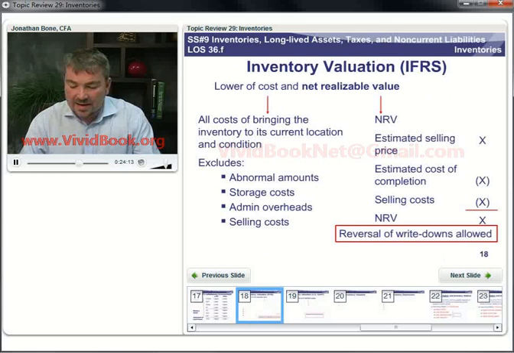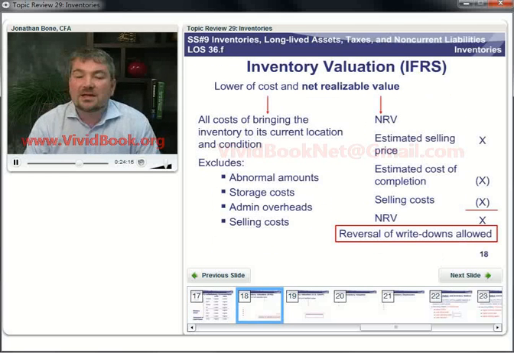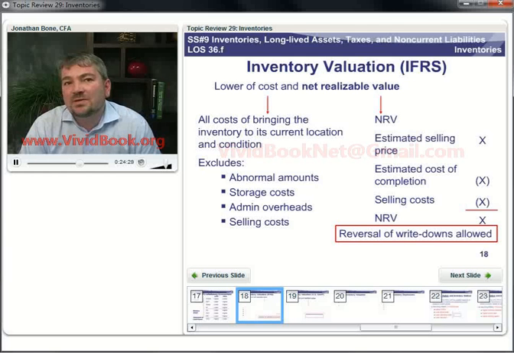Right, pushing on, our next LOS asks us to discuss the lower of cost and net realizable value. So we're going to look at inventory valuation under IFRS first of all. And IFRS says you must value your ending inventory at the lower of cost and net realizable value. Now we've already talked about cost. It's the cost of bringing your inventory to its current location and condition. It's the standard cost, remember, ignoring abnormal amounts, storage costs, admin overheads, selling costs, etc., etc. So the standard cost of producing your ending inventory.